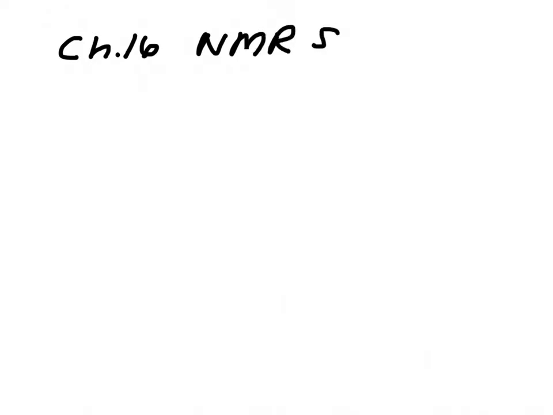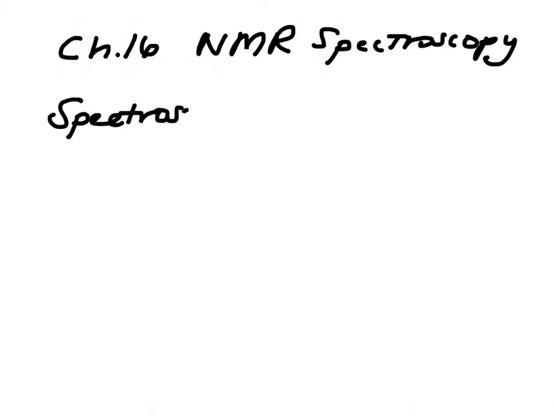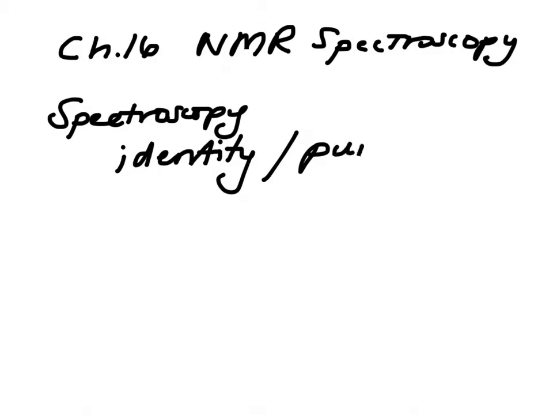Welcome back, everybody. Our first chapter this semester is going to be Chapter 16, where we're looking at NMR spectroscopy. And so we have some experience from last semester with different types of spectroscopy. Typically when you're doing spectroscopy, you're looking to determine the identity and the purity of a sample.